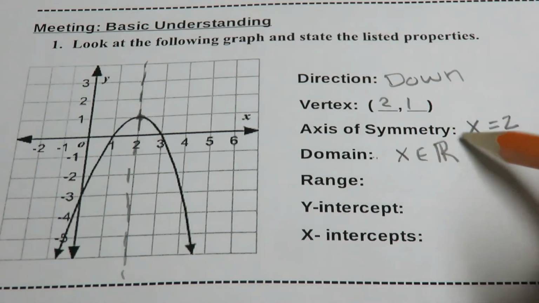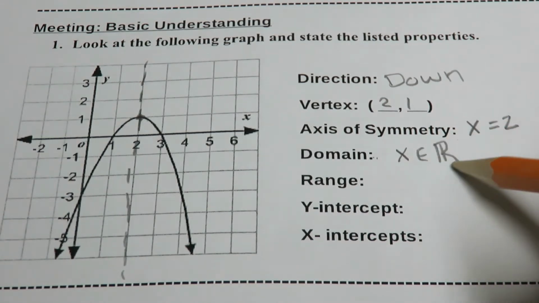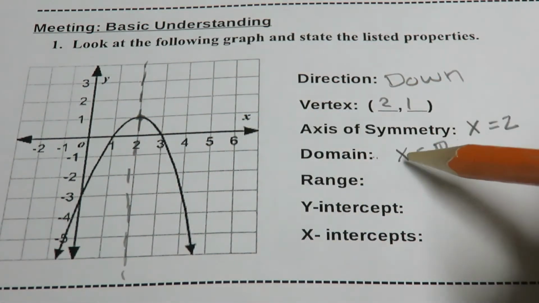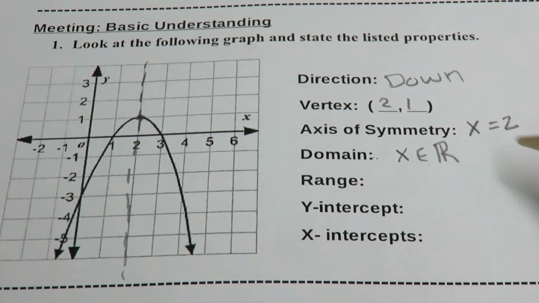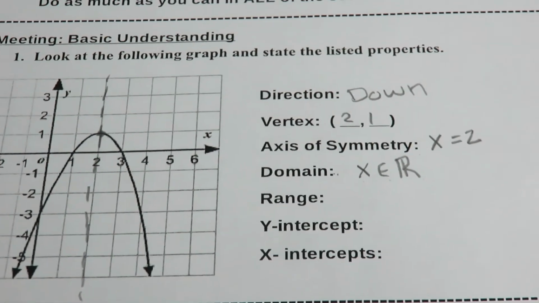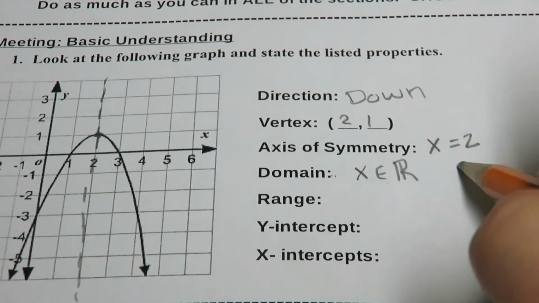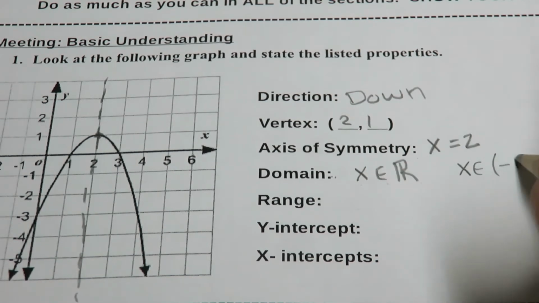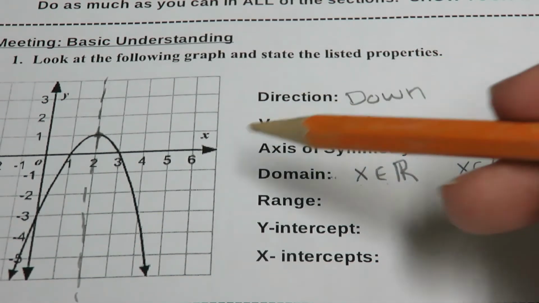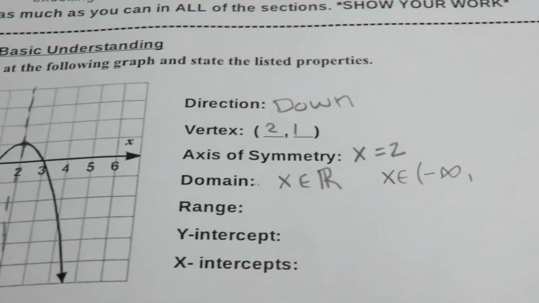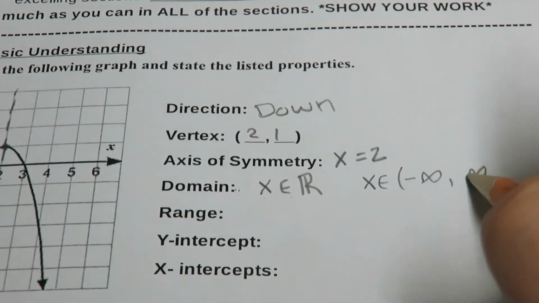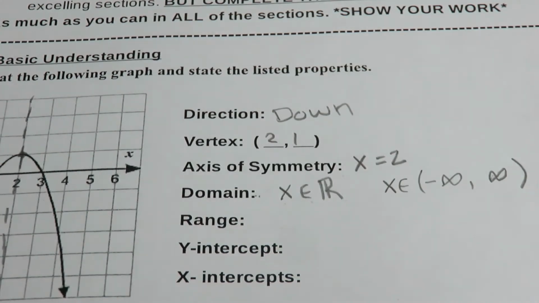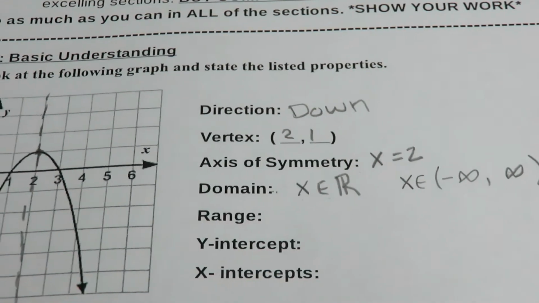This symbol here just means all real numbers, so it just covers everything going to the left all the way to the right. So you need to make sure you have that x is in the real numbers. Another way to write this, which some of you have started doing, is saying that x is an element of negative infinity, so all the way to the left, going all the way to positive infinity. So two different ways of writing that. Either one of those would accurately show your domain.